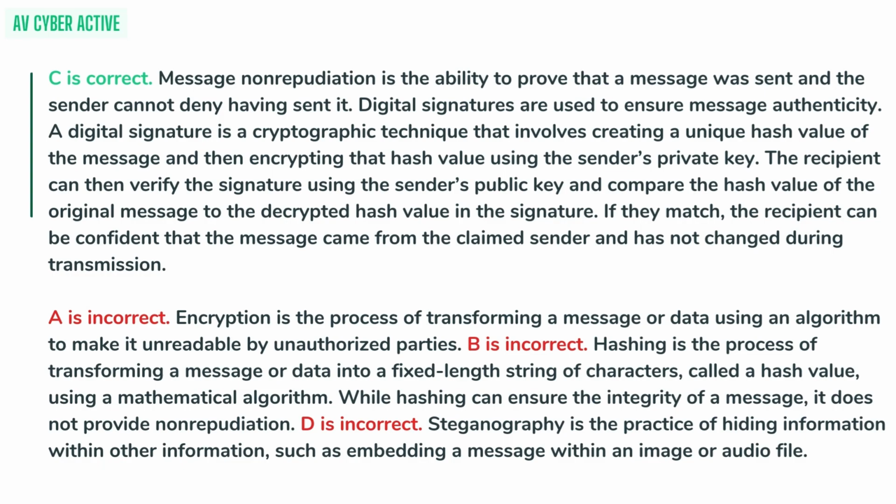A is incorrect. Encryption is the process of transforming a message or data using an algorithm to make it unreadable by unauthorized parties. B is incorrect. Hashing is the process of transforming a message or data into a fixed-length string of characters, called a hash value, using a mathematical algorithm. While hashing can ensure the integrity of a message, it does not provide non-repudiation. D is incorrect. Steganography is the practice of hiding information within other information, such as embedding a message within an image or audio file.